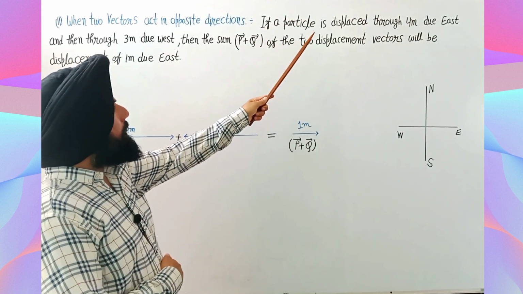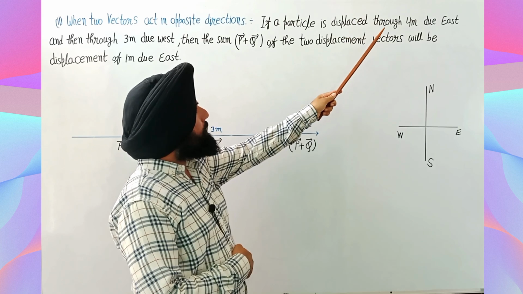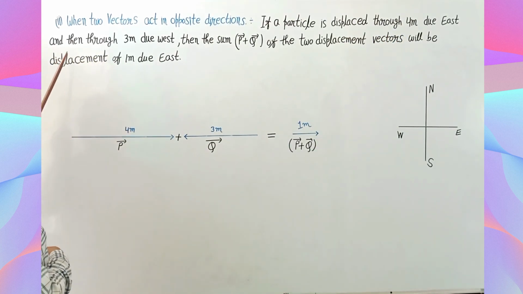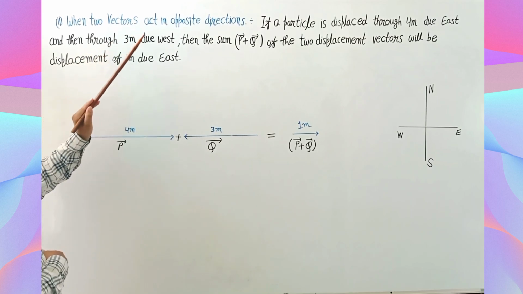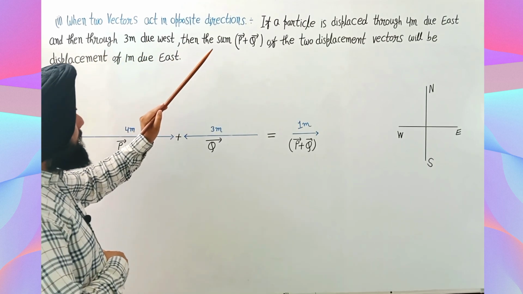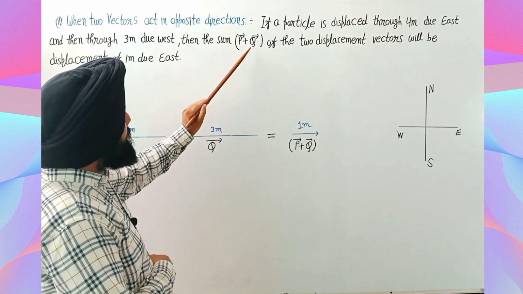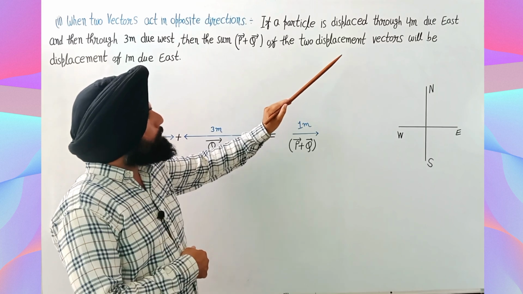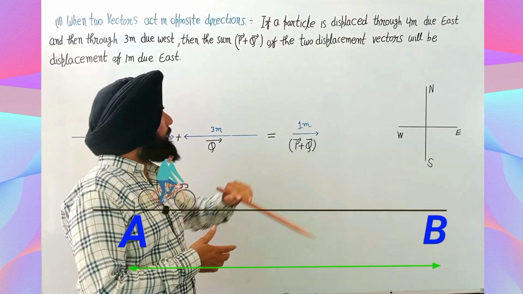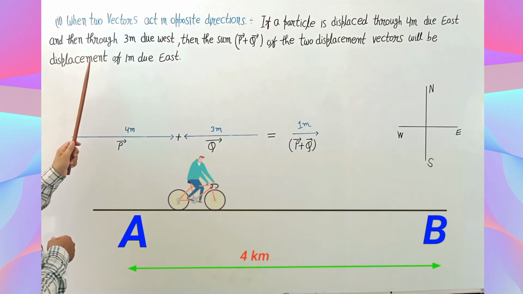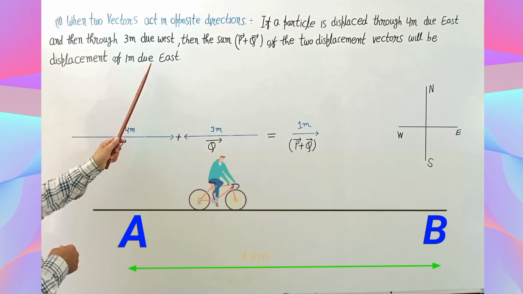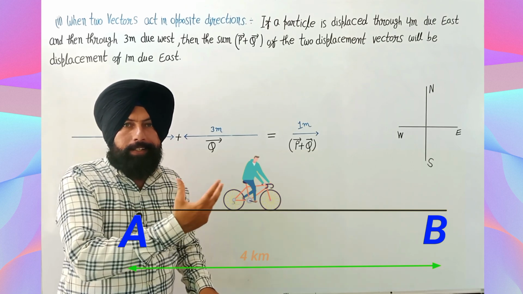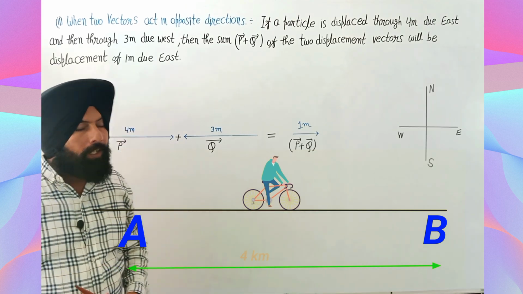If a particle is displaced through 4 meter due east and then through 3 meter due west, then the sum P vector plus Q vector of the two displacement vectors will be displacement of 1 meter due east. So what we have in the second example?